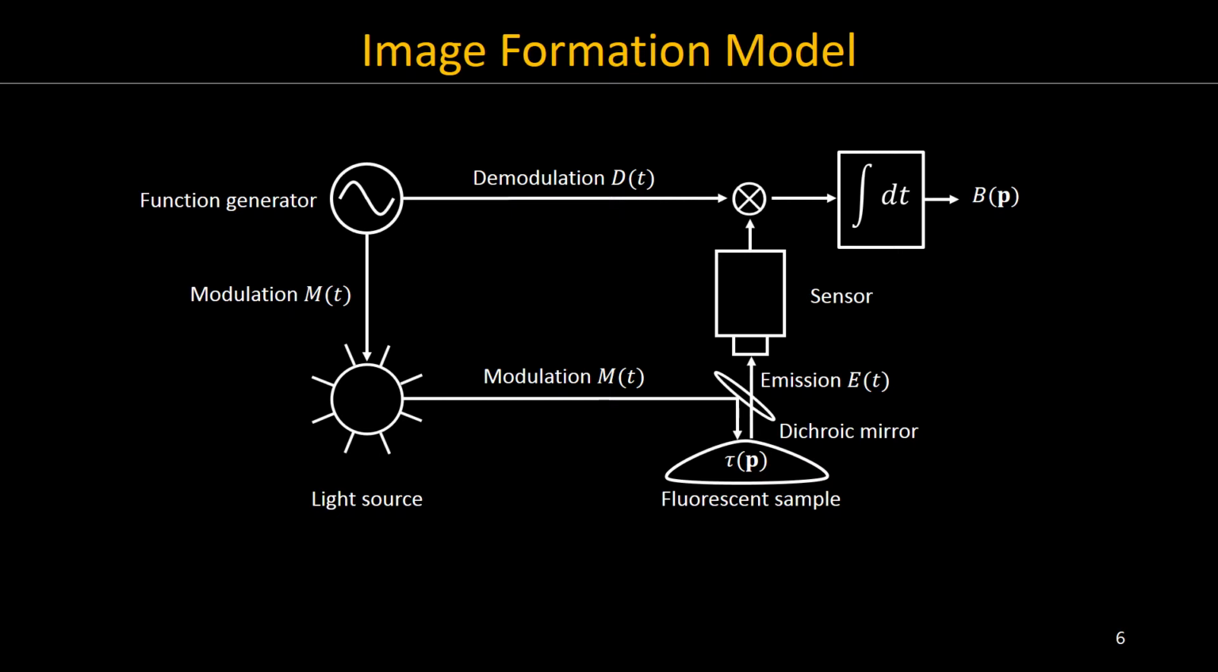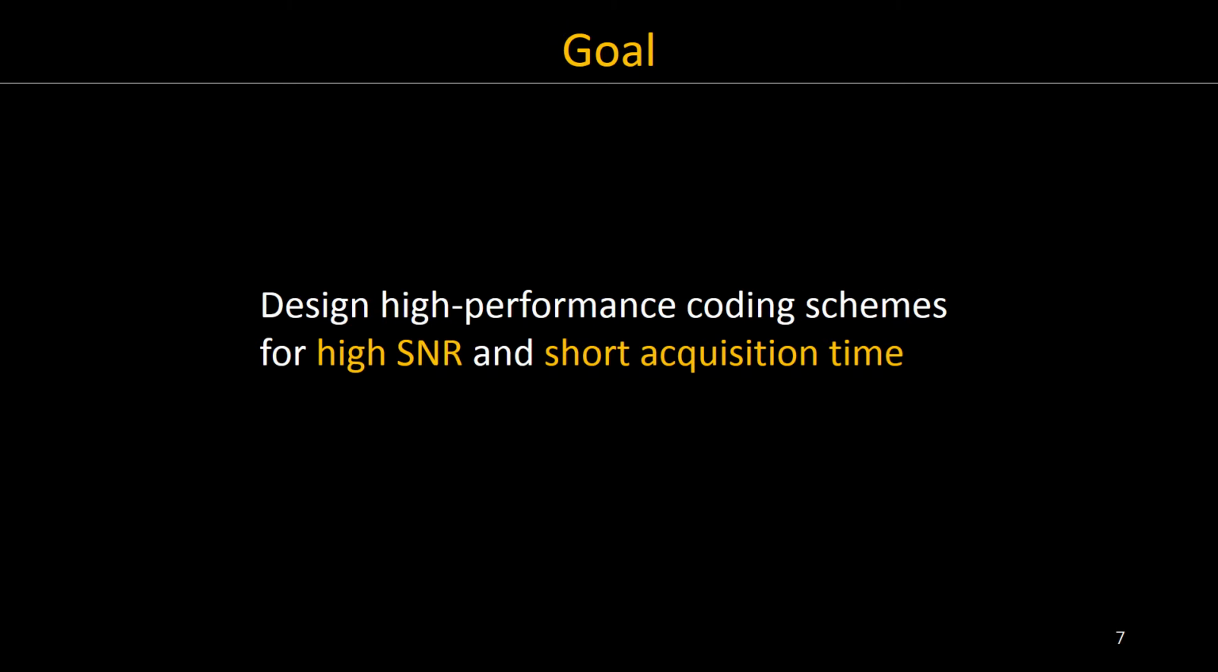The set of modulation and demodulation functions is called a coding scheme, and the image intensities are determined by the coding scheme. Our goal is to design high-performance coding schemes that can achieve high signal-to-noise ratio and short acquisition time given a fixed source power budget.